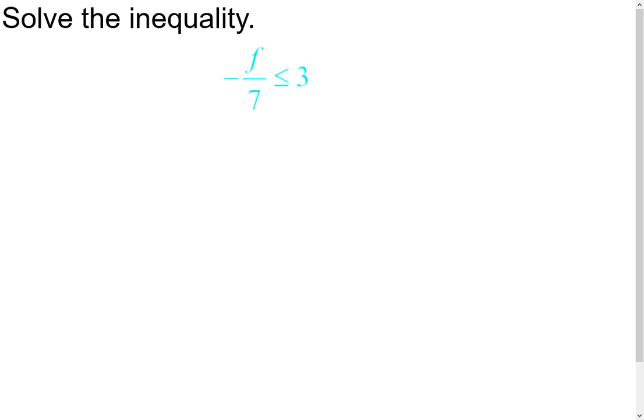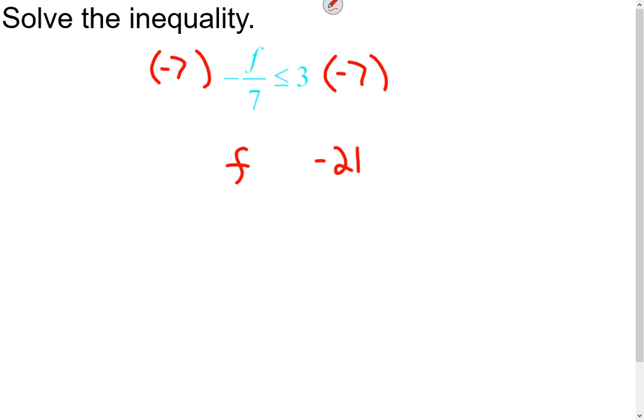Here again, we have another fraction, so I'm going to solve that. I've got to get that f all by itself. I'm going to multiply both sides by -7, because the negative times the negative on the left side is going to give us a positive. The 7s will divide out, and then all we're left with is f. Right side is -21. Now here's the part, remember, be careful.